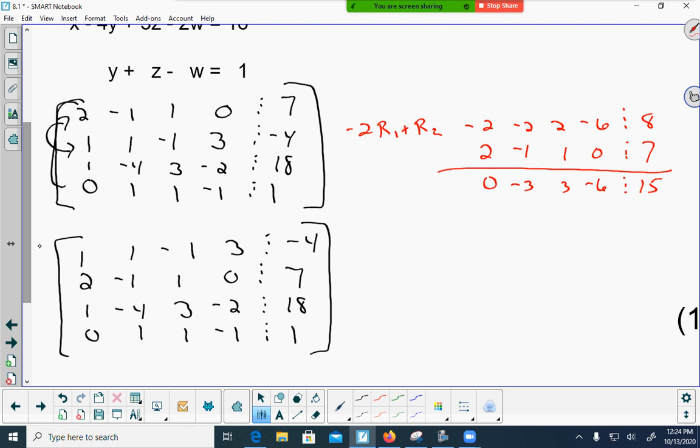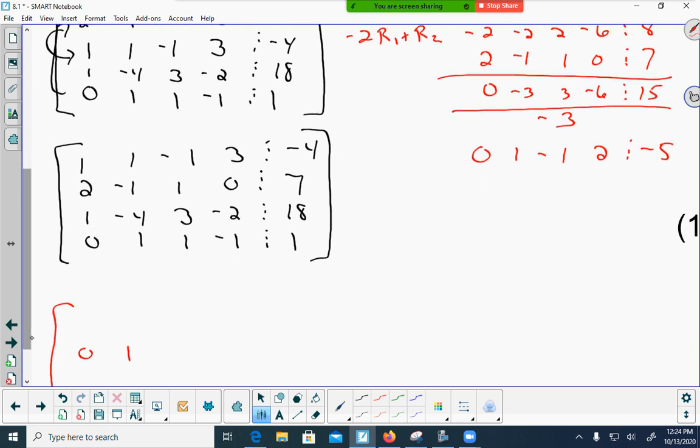Yeah, and the only time I would actually do that is if everything were divisible. Does that make sense? So if everything's divisible by -3, I'm going to go ahead and divide that by -3. And I'm going to have 1, -1, 2, -5. And here, if we're keeping track, I guess I can do that as we go.